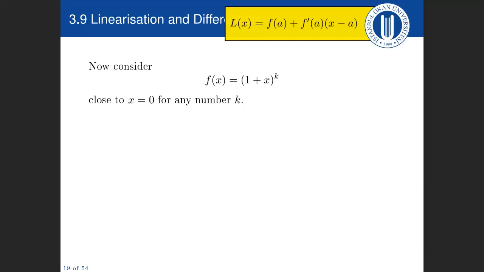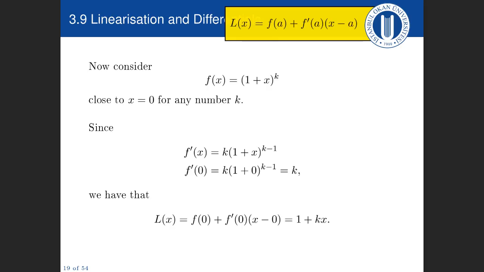Now let's look at the function f of x is equal to 1 plus x to the power k. And we're interested in this close to x equal to 0. So we're looking for a linearization centered at x equal to 0. The linearization is going to be f at 0 plus f prime at 0, x minus 0. Because if we differentiate f and then put x equal to 0, we get f prime of 0 is equal to k. And if we just put 0 into f, we get 1. So the linearization is 1 plus kx.